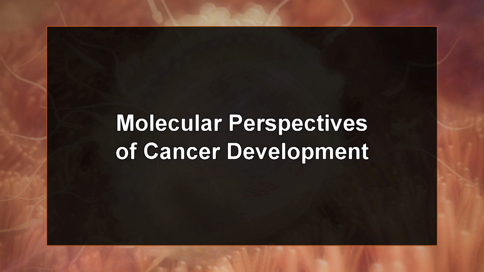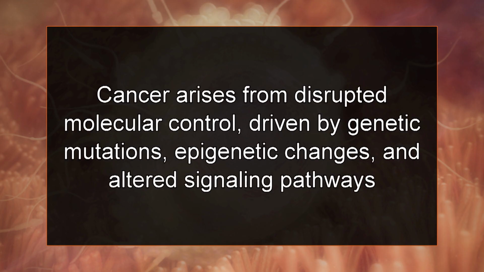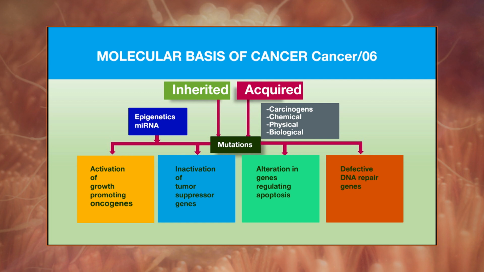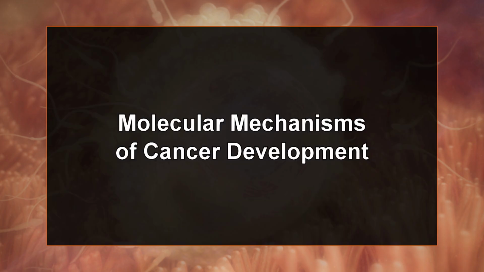Dear students, let's talk about molecular perspectives of cancer development. Cancer arises from disrupted molecular control, driven by genetic mutations, epigenetic changes, and altered signaling pathways. Normally, cells regulate growth and apoptosis, but failures lead to uncontrolled proliferation and tumor formation. This multi-step process involves oncogenes, tumor suppressors, DNA repair defects, and the tumor microenvironment. Molecular mechanism of cancer development.